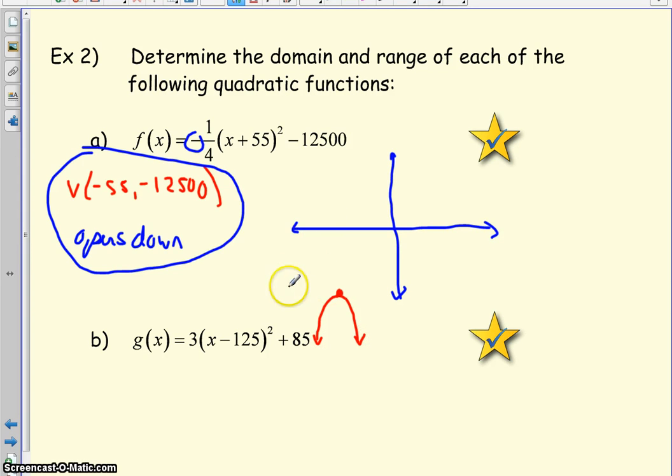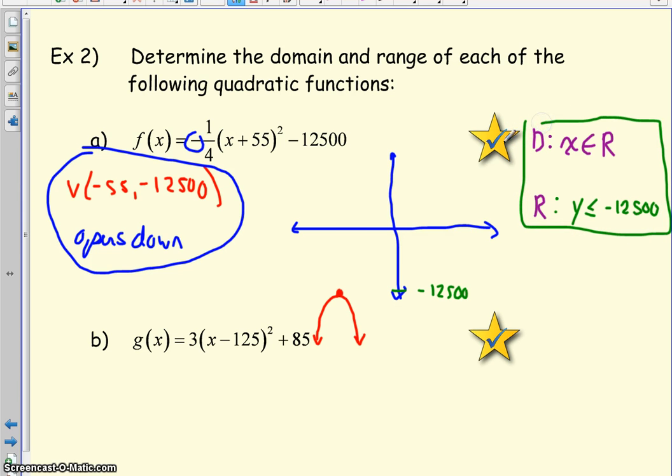Now the domain, well, parabolas continue on forever to the left and right, so my domain is quite simple. We're just going to say for the domain that x is an element of the real numbers. Okay, the range is a bit more complicated because you'll see that the graph does not exist above the vertex here because we open down. So what we need to look at is the y value of the vertex here, which is -12,500. Then we notice that the graph only exists below that, so we'll say the range is that y is less than or equal to -12,500. Once you have a sketch, the range becomes much, much easier to see.